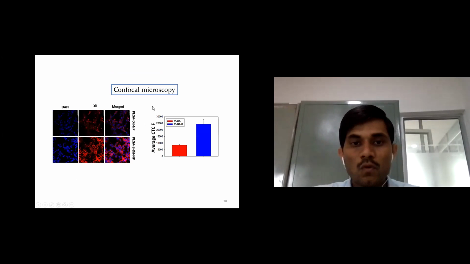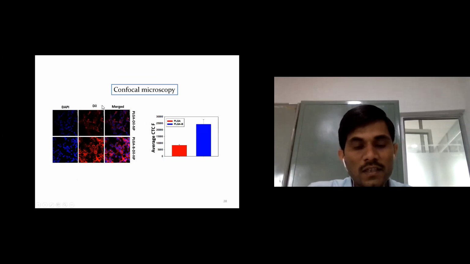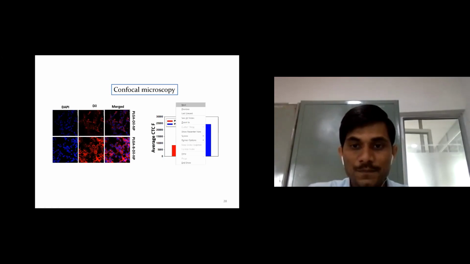Then with the help of confocal microscopy, we have stained the cells with DAPI and nanoparticles loaded with this DiL dye. This dye is used for the in vitro uptake of this nanoparticle. Then we have merged these two and we have observed for the irinotecan loaded PLGA nanoparticle, there is a higher uptake of these nanoparticles in the cell. Then we have quantified this data with corrected total cell fluorescence and we have observed there is a higher intensity.